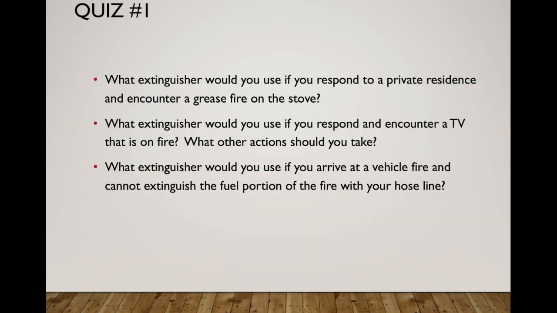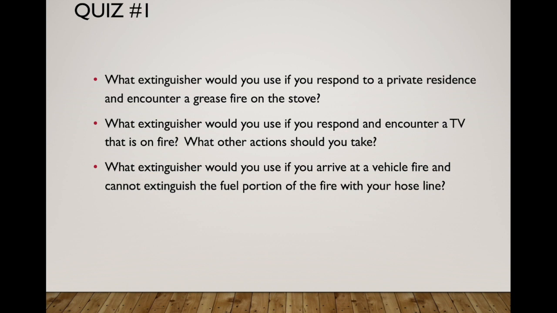So quiz number 1. What extinguisher would you use if we respond to a private residence and encounter a grease fire on the stove? So as we just talked about, a Class K is used in the commercial setting. That's where we have a commercialized kitchen, and we would expect to see an actual hood extinguishing system and a Class K handheld extinguisher. In a regular residential setting, we wouldn't expect that at all.